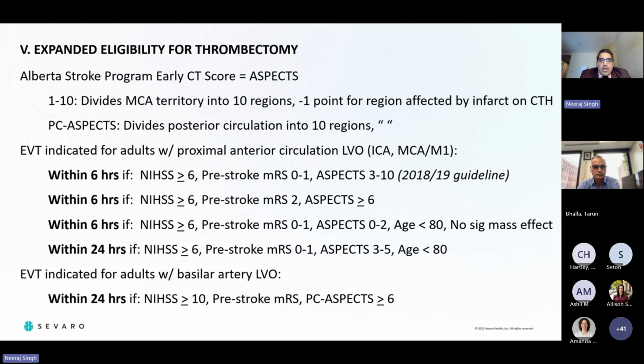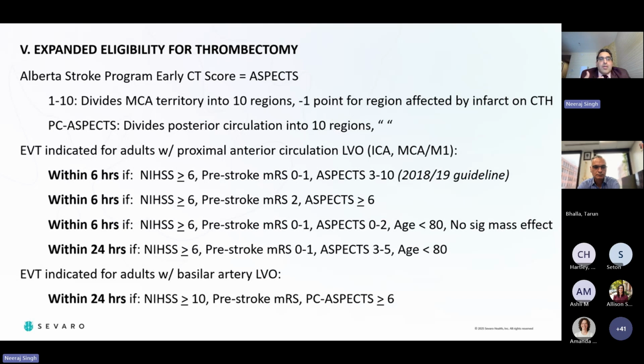If your NIHSS is at least 6 with disabling deficits. But now it's also allowed if your pre-stroke modified Rankin scale was not that perfect. It may have been 2, but your ASPECTS score is still high, 6 or greater. Or if your pre-stroke modified Rankin score was low, but you're a relatively young age, being under 80, and no significant mass effect present from the imaging.